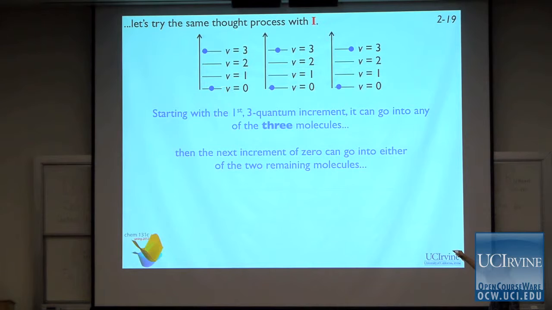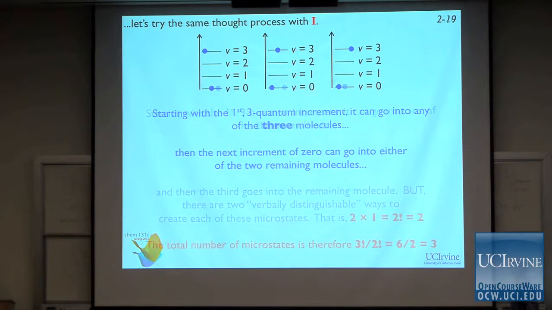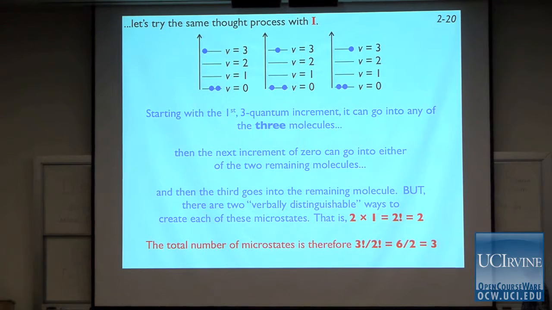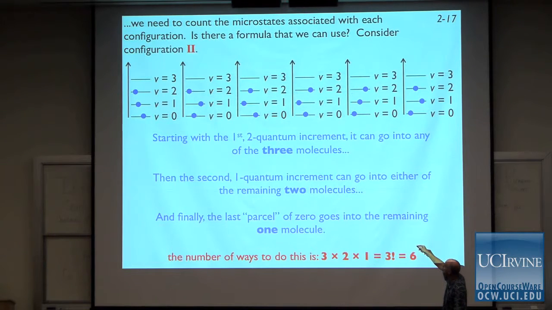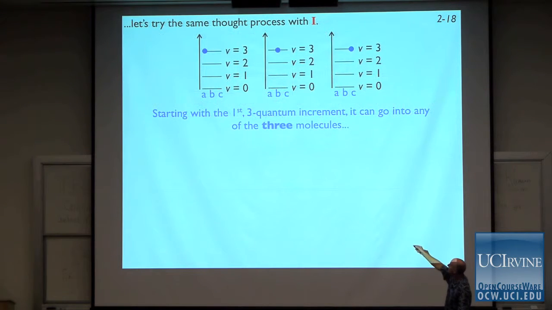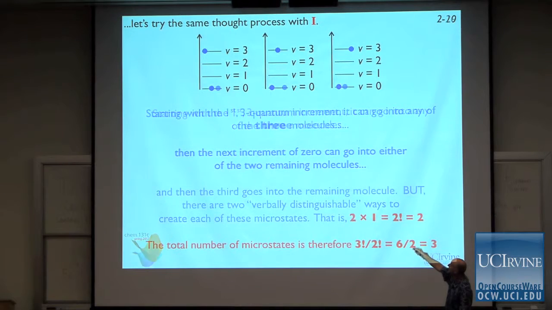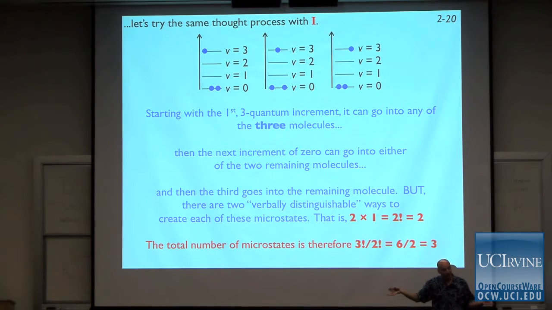Okay, and then the final increment is going to go in the place that's left over. Here it can only go into C. Here it can only go into C. Here it can only go into B. Now, in principle, the counting in this case works exactly the same as in this case. Here we got 6 possibilities. But here I think you can see that there's only the possibility of having 3 microstates that have this configuration.